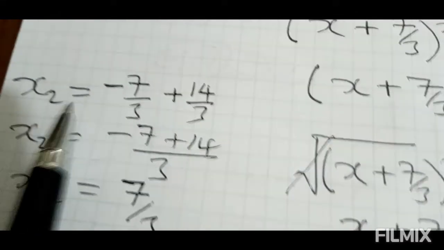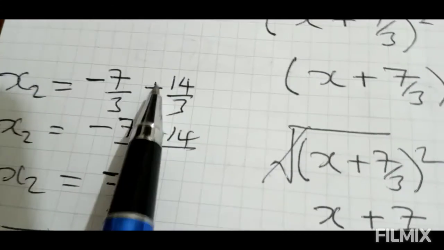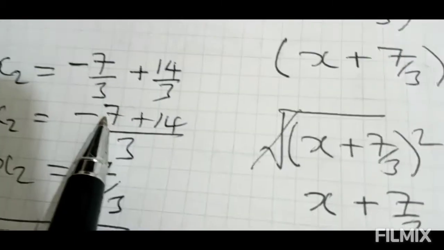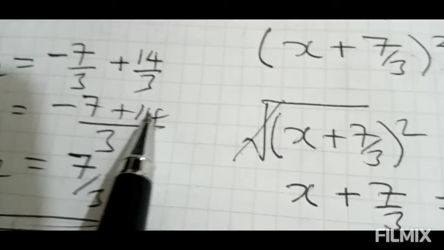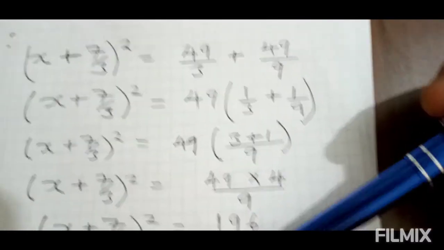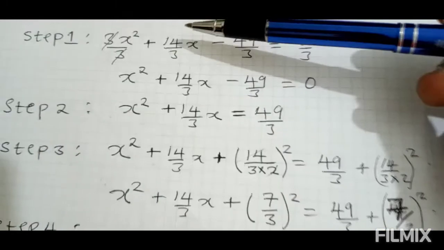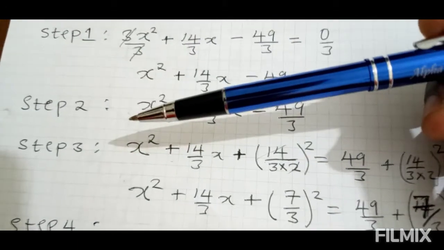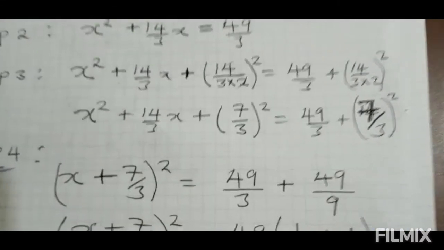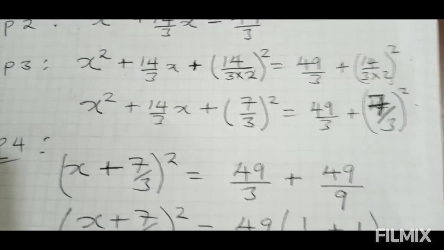Then x2 is equal to minus 7 over 3 plus 14 over 3. So x2 is equal to, the denominator is the same, 3, minus 7 plus 14. So 14 minus 7, it is 7. So x2 is 7 over 3. From this part going here, it is just simplification. But the important steps to follow are step 1, step 2, step 3, and step 4. Step 4 is just simply simplifying. It's just solving.